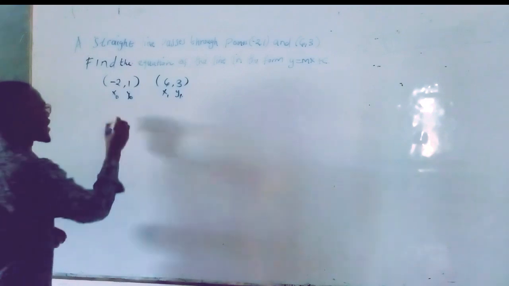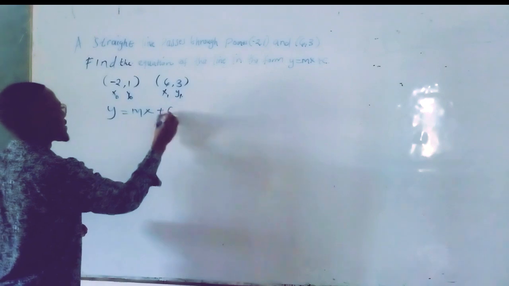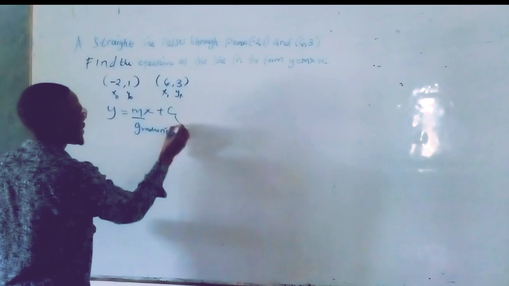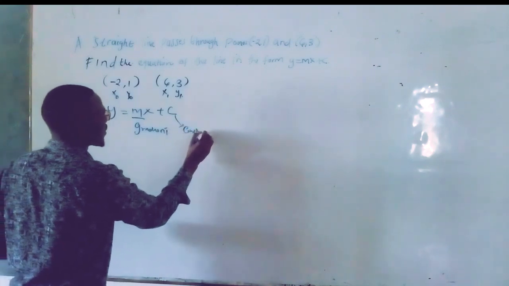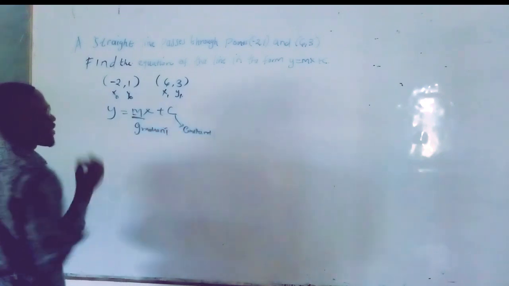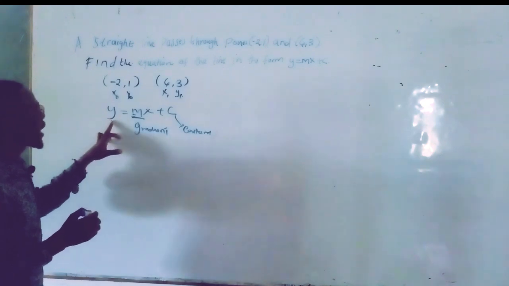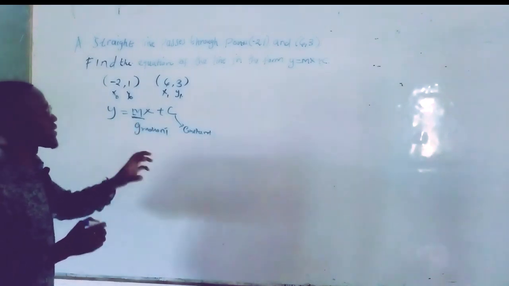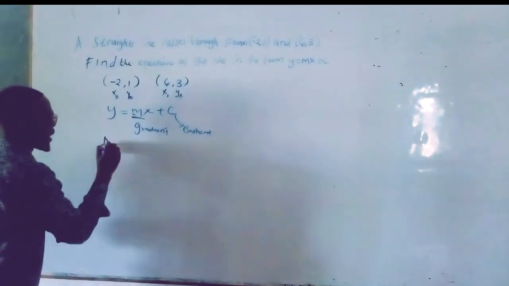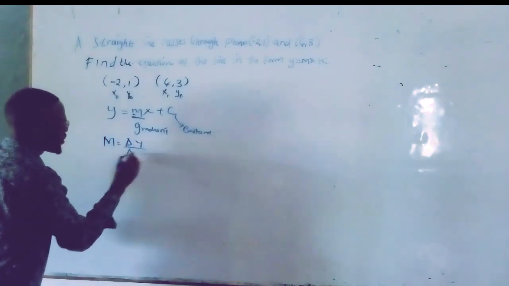We're told to write our equation in the form y = mx + c, where m is our gradient and c is our constant. So we have to find the value of m, which is our gradient, so that we can come up with the equation of the straight line, which is y = mx + c. So how do you find the gradient? The gradient m is given by the change in y over the change in x.